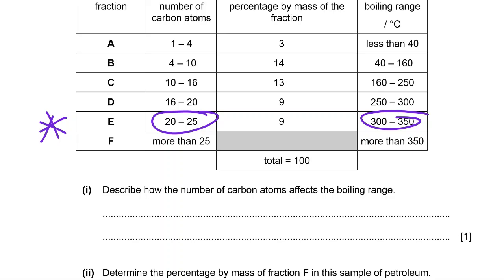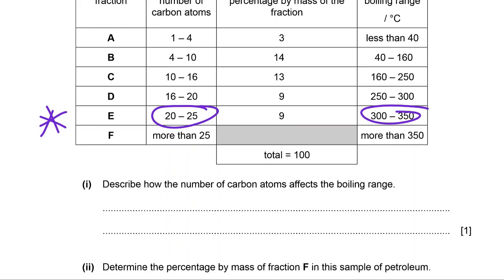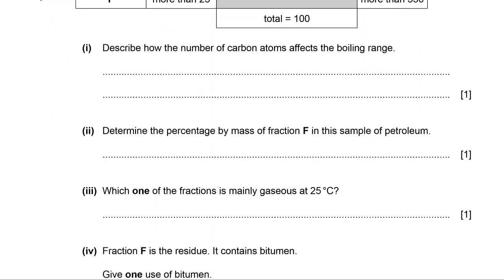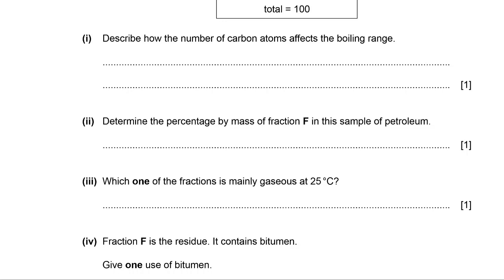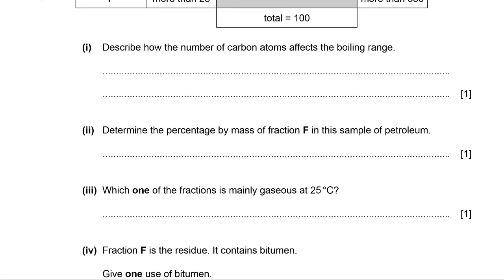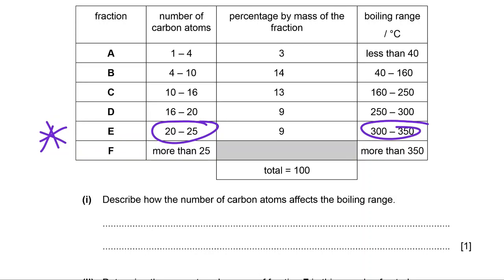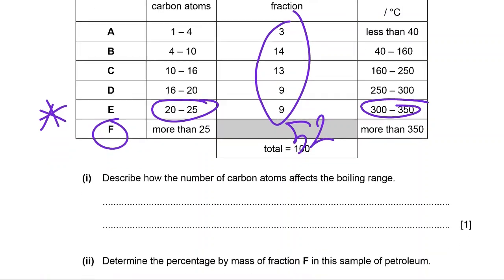Okay, so we can use the same reasoning as in the previous question. Determine the percentage by mass of fraction F. Here you need to add all of them, then subtract from 100. The rest represents fraction F, which is 52.